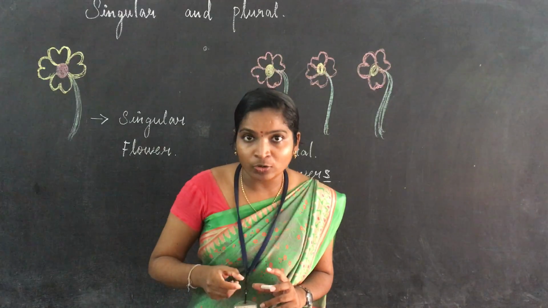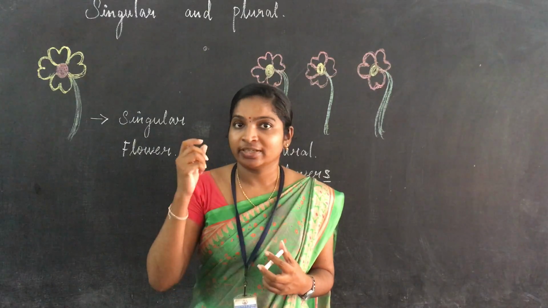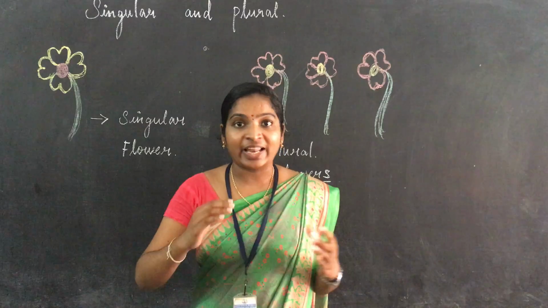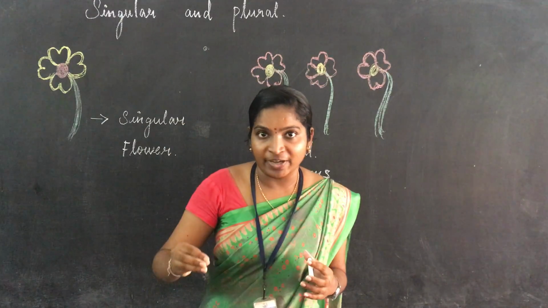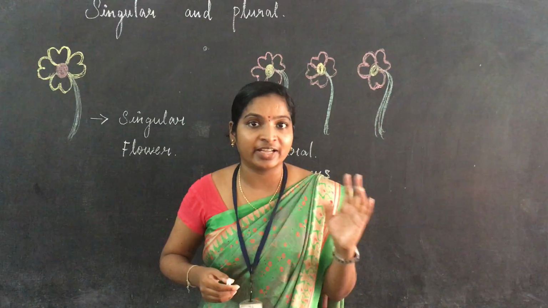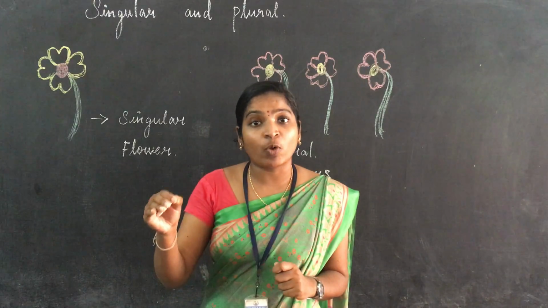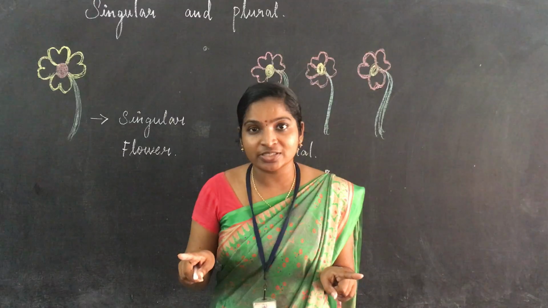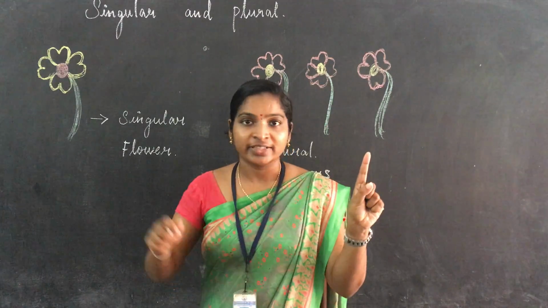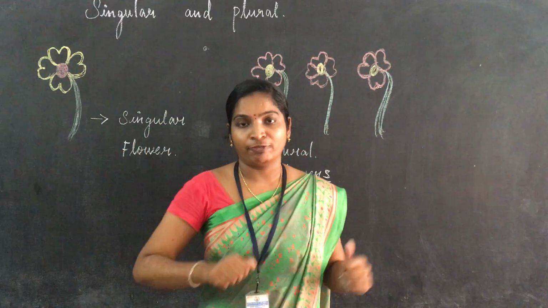When we talk about people, places and things, we also talk about their number. How many people we saw, like that we talk about the number. When we talk about the number, that is singular and plural. If it is 1, that is singular. If it is more than 1, that is plural. Are you clear with this? This is the general one. If it is referring to only one, that is singular. If it is referring to more than one, that is plural form.